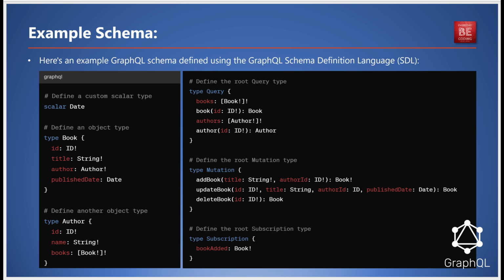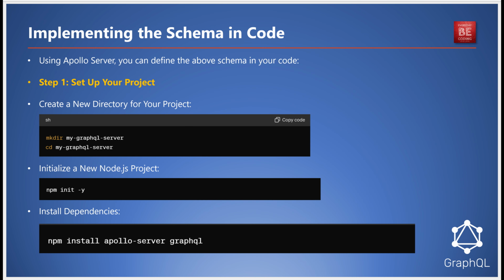Consider this example schema defined using the GraphQL Schema Definition Language, or SDL. Here, a custom scalar type, Date, is defined along with object types, Book and Author. The schema also defines root types for queries, mutations, and subscriptions, outlining how clients can interact with the data. This schema serves as the contract between the server and the client, ensuring both speak the same language.